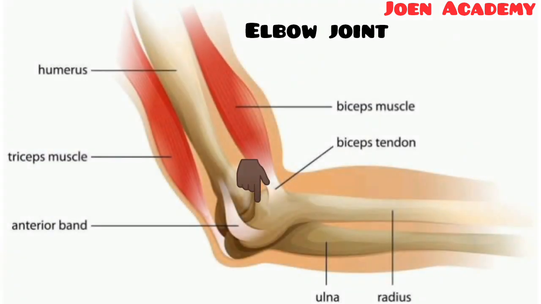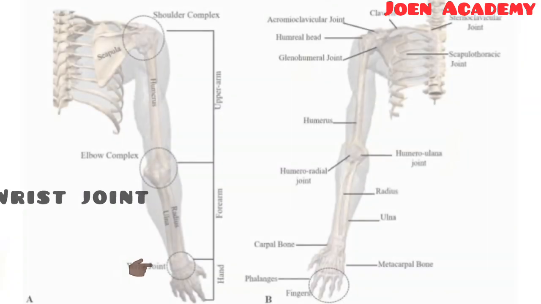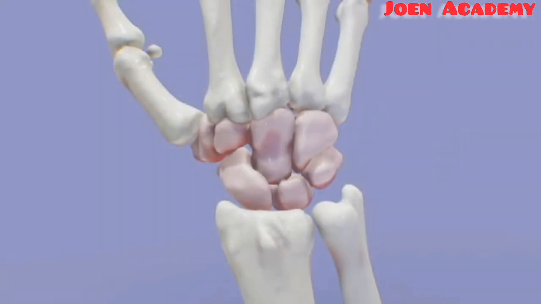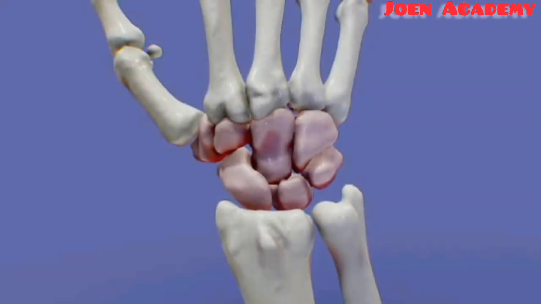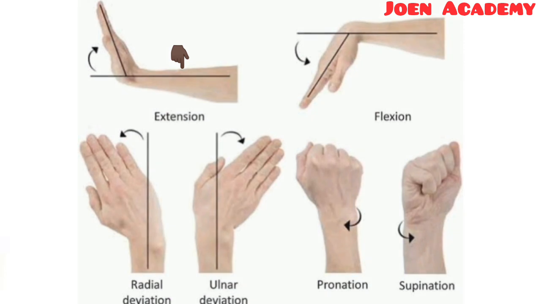For the elbow joint, it is a hinge joint formed by the articulation of the humerus with the radius and ulna. It allows for flexion and extension of the forearm. The wrist joint is a complex joint formed by the articulation of the radius and the ulna with the carpal bones. There are 8 carpal bones in the wrist. The job of the wrist joint is to allow flexion movement, extension movement, radial deviation, and ulnar deviation. Radial deviation is a movement in which the wrist is bent towards the thumb, while ulnar deviation is a movement in which the wrist is bent towards the little finger.